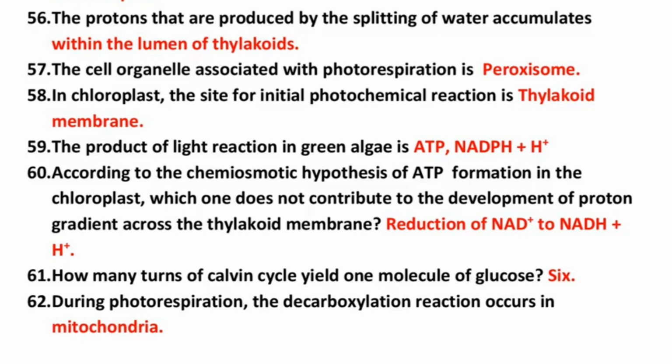Question number 60. According to the chemiosmotic hypothesis of ATP formation in the chloroplast, which one does not contribute to the development of the proton gradient across the thylakoid membrane? Reduction of NADP plus to NADPH plus H plus. Question number 61. How many turns of Calvin cycle yield one molecule of glucose? 6. Question number 62. During photorespiration, the decarboxylation reaction occurs in mitochondria.